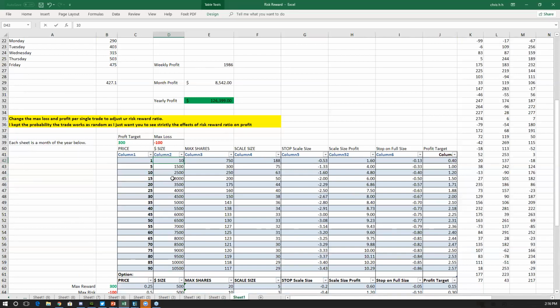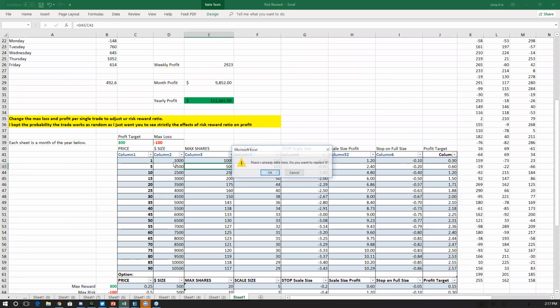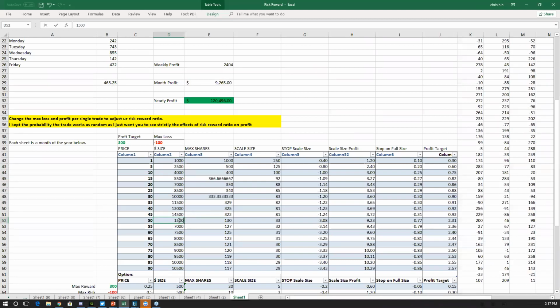So let's say you're starting off, I'll just quickly build this. 2,500, let's do that. Oops. Pull that down. Sorry guys, one sec. There we go. Let's go up to 15,000. Okay, good.